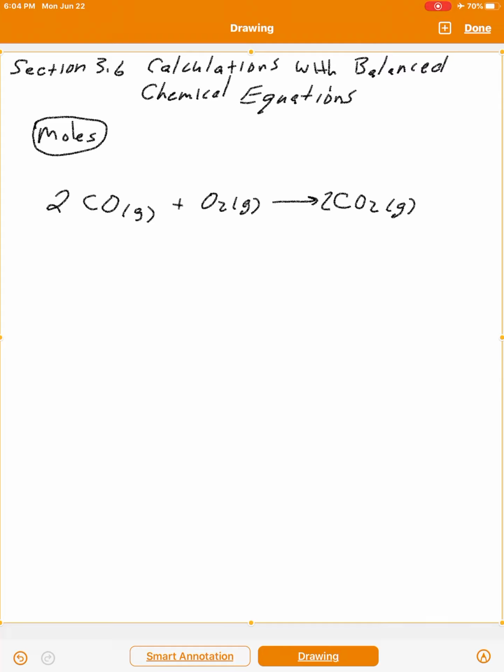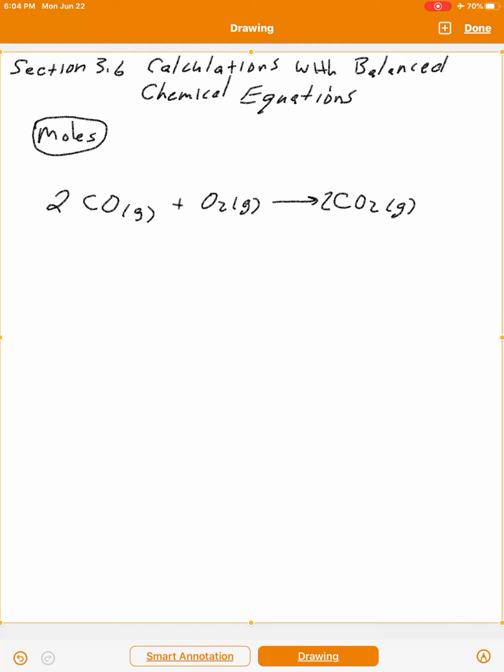So 2CO gas, for example, that's carbon monoxide gas, plus O2 gas, that's oxygen gas, forms 2CO2, carbon dioxide gas. Notice it's balanced, right? There are 2 carbons on each side and a total of 4 oxygens. Now notice I wrote in circle moles, and the key to this is thinking of this as moles.